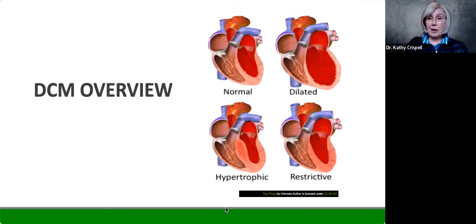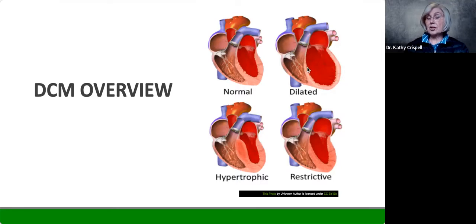But DCM is an acronym for dilated cardiomyopathy. Dilated meaning enlargement, so at least the left ventricle of the heart enlarges, and as it enlarges, the heart muscle thins out. Other chambers of the heart can also dilate, but at minimum, the left ventricle needs to dilate. And cardio means heart, and myopathy means muscle disease. So dilated heart muscle disease. So that's really what dilated cardiomyopathy is.